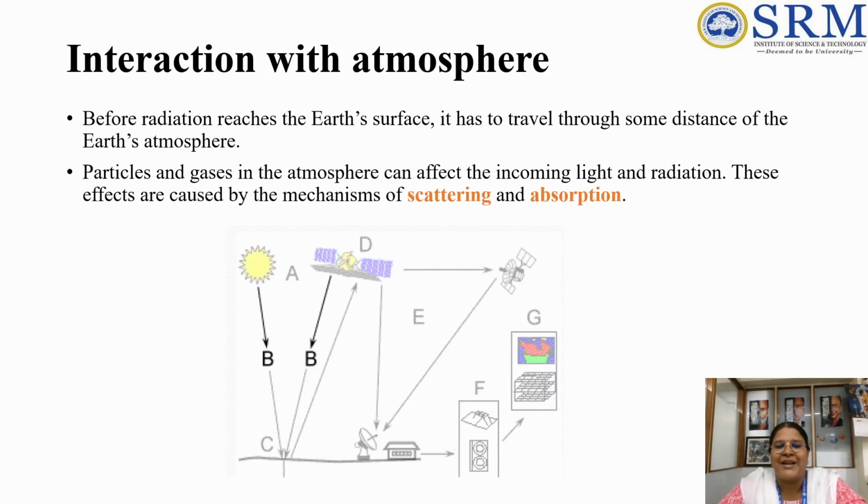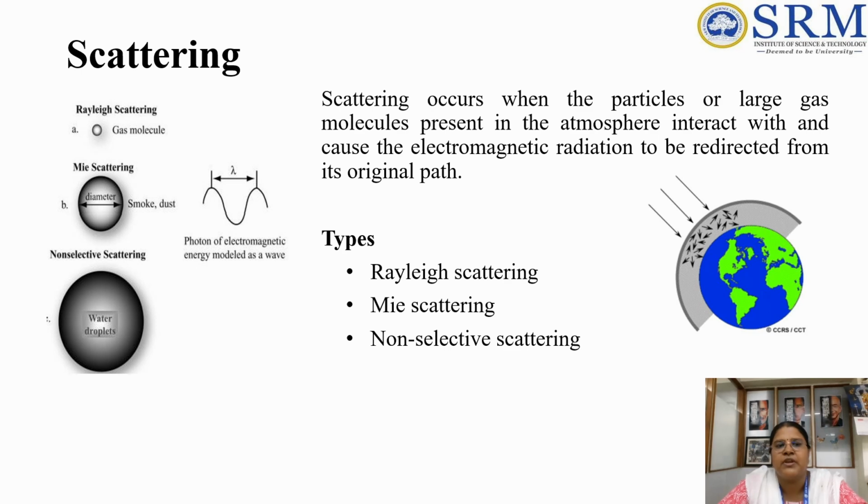So this electromagnetic radiation interacts with the atmosphere, that is, the rays pass through the particles present in the atmosphere before they hit the target. So two mechanisms happen: one is scattering and the other is absorption. Particles and gases present in the atmosphere can affect the incoming light and radiation from the energy source. The first one is scattering. Scattering occurs when particles or gas molecules in the atmosphere interact with the energy source and cause the electromagnetic radiation to be redirected from its original path.